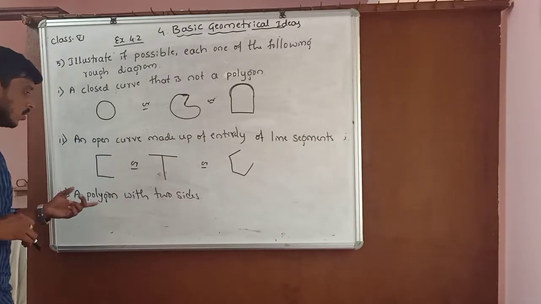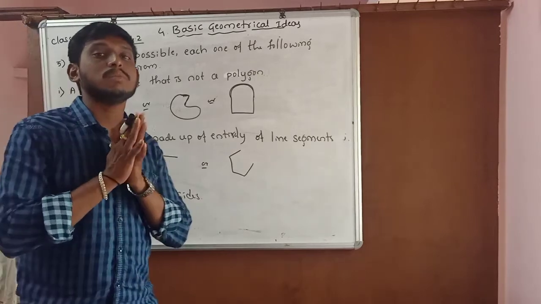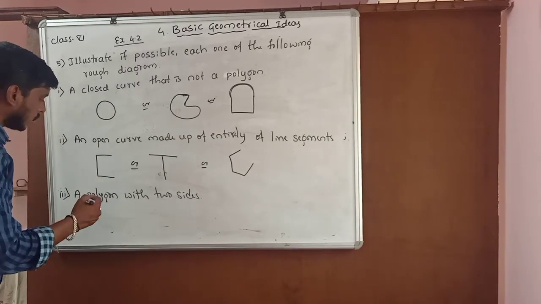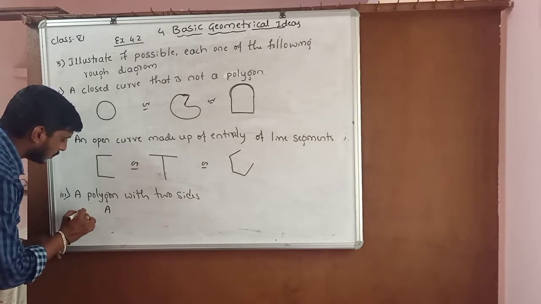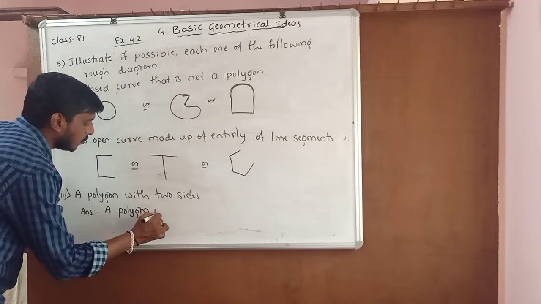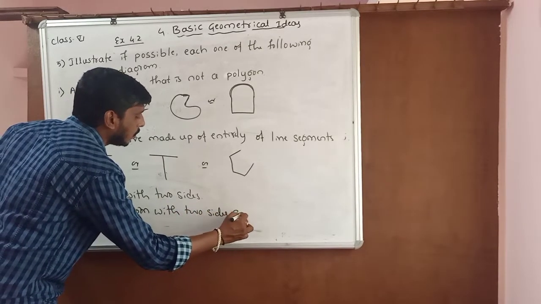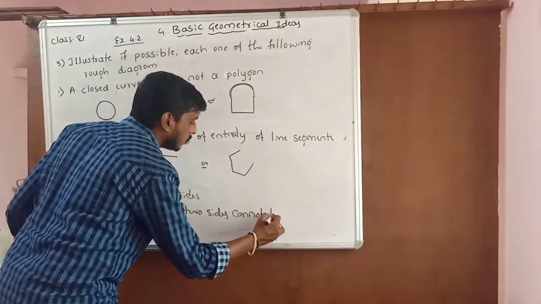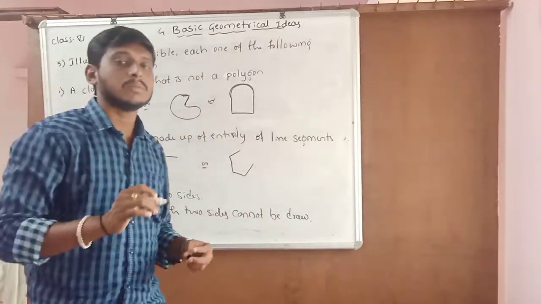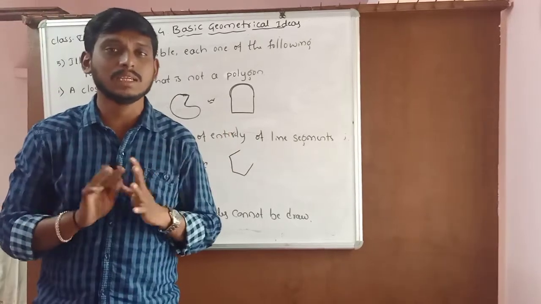Okay. What is the last question? A polygon with two sides. I already told you when I explained the polygon, a polygon contains a minimum of three line segments. If it has two line segments, a polygon cannot be formed. So the answer: a polygon with two sides cannot be drawn. If you want a polygon, it must have a minimum of three line segments. I hope you understood that. 4.2 exercise, very easy. Okay.